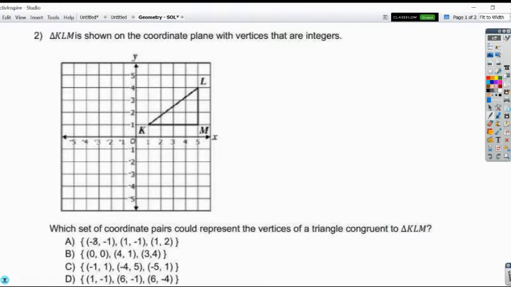So in option A, I've got a point at -3, -1, at 1, -1, and at 1, 2. So this would be my triangle for option A. Now I can see in my given triangle that I've got 1, 2, 3, 4 units across the bottom and 1, 2, 3 units vertically. So this is 1, 2, 3, 4 units across the bottom and 1, 2, 3 units vertically.